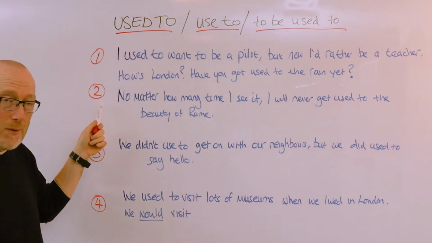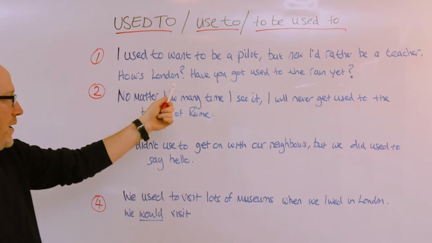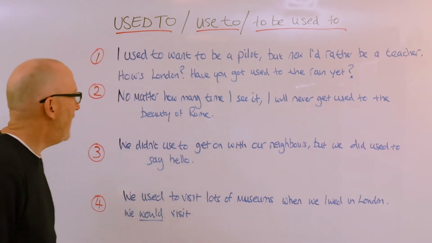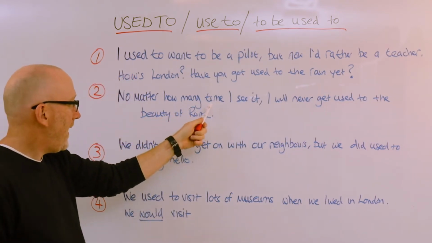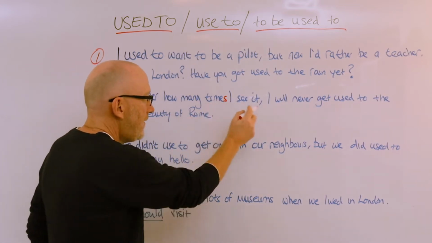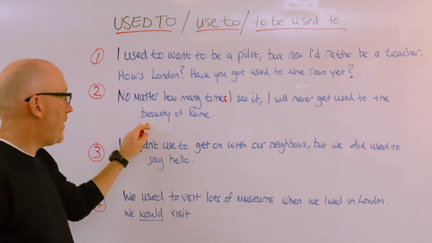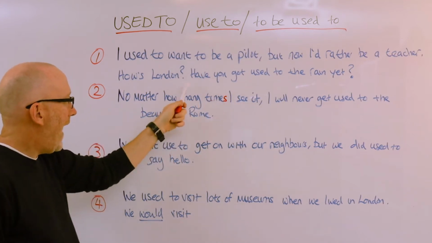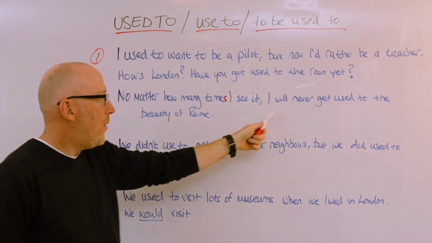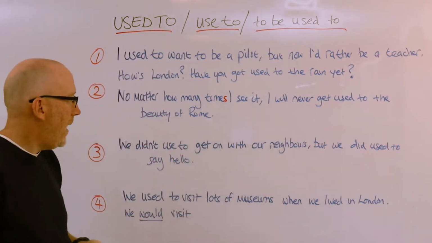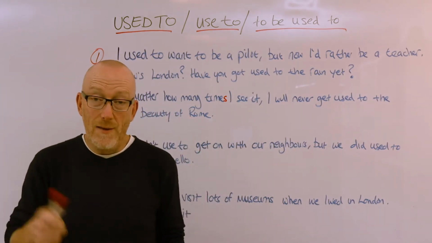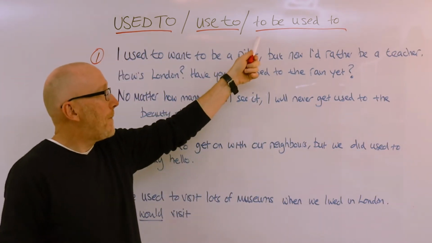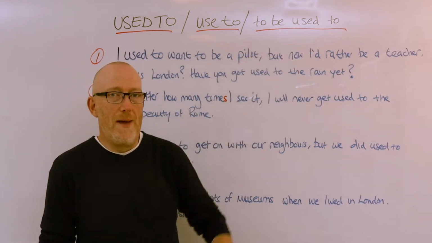Now I've got two more examples here. How's London? Have you got used to the rain yet? It rains a lot in the UK. No matter how many times I see it, I will never get used to the beauty of Rome. Now, you can see that in both of these cases, these are not describing the past. These are actually describing the present. And we're using a slightly different form. We're actually using the to be used to form in this case.